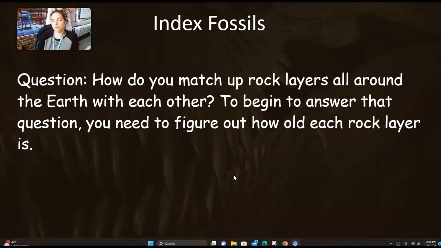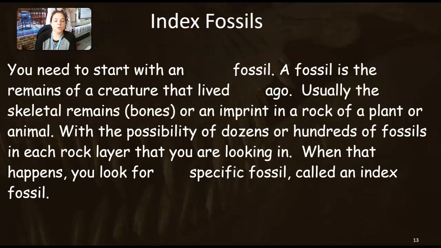All right, so we've gone over Earth's history, looking at pages 8 and 9 of the reference table. We've looked at rock layers, or rock strata. Now we're going to start looking at index fossils. So here's a question. How do you match up all of those rock layers around the Earth with each other? To begin to answer that question, you need to figure out how old the rock layers are. Okay, so you need to start with an index fossil.